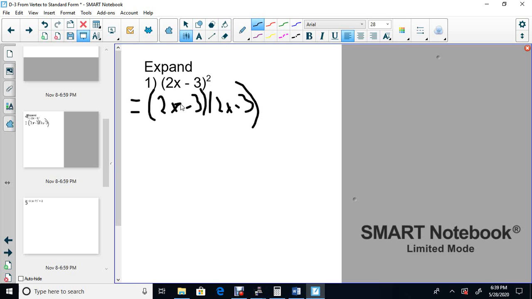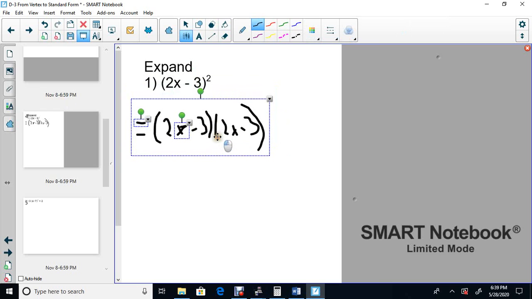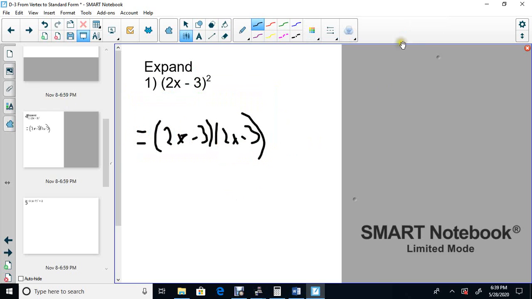So maybe I can just lower this a little bit. So let's grab this and bring it down here. So when I multiply out, if you remember, I'll go to the top. You multiply that times that, and that times that. So in here, you get 2x times 2x is 4x squared. 2x times minus 3 is minus 6x.